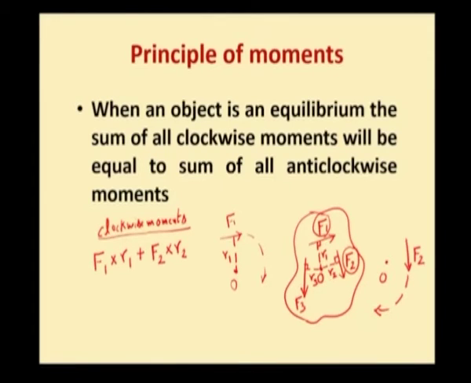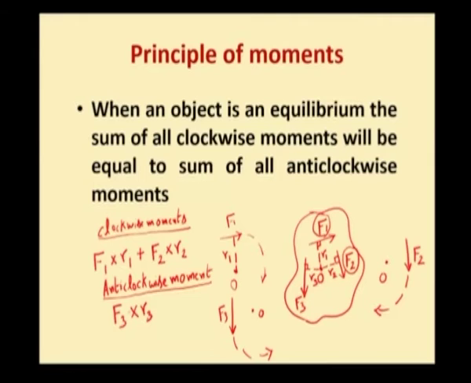Now, let us consider the force F3. So, here is our point O, F3 acts like this. So, it induces an anti-clockwise moment with respect to O. F3 is the only force which gives the anticlockwise moment. That anticlockwise moment with respect to O will be F3 into r3.